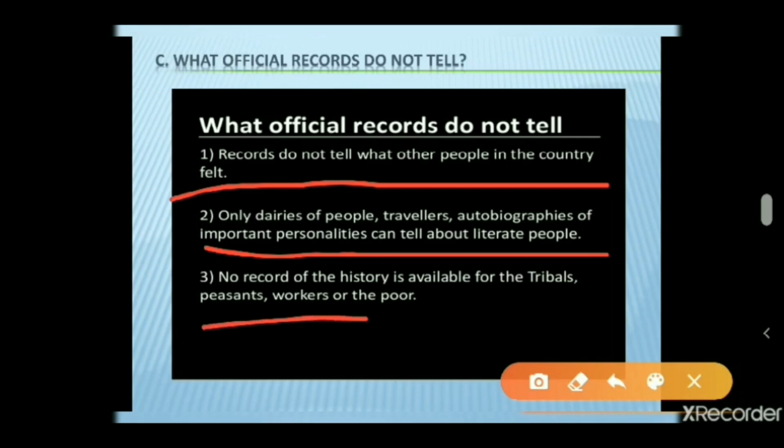No record of history is available for the tribals, peasants, workers, or the poor. So when you study the earlier records from the 18th century, you will find no record which gives us any detail about the tribal people, the peasants, the workers, or the poor. So these are some of the drawbacks that we find in the records produced by the Britishers.